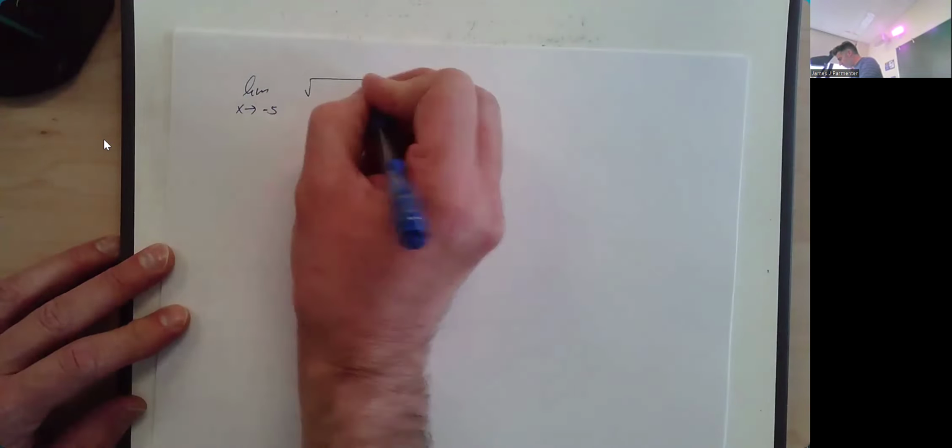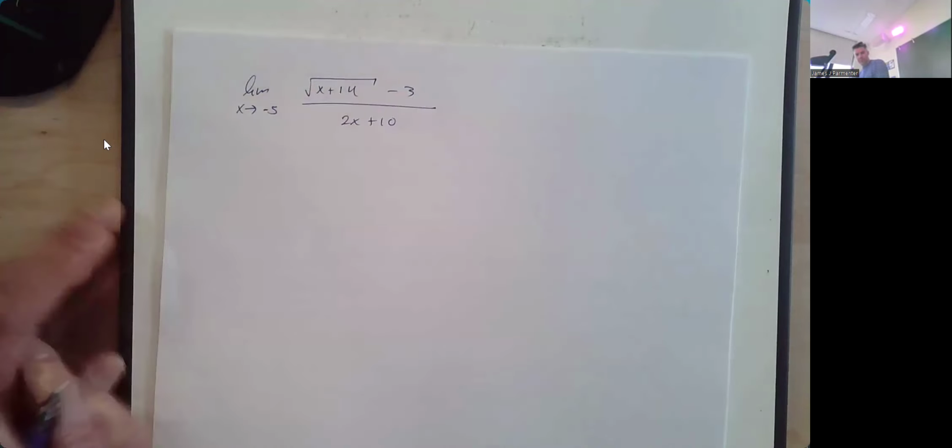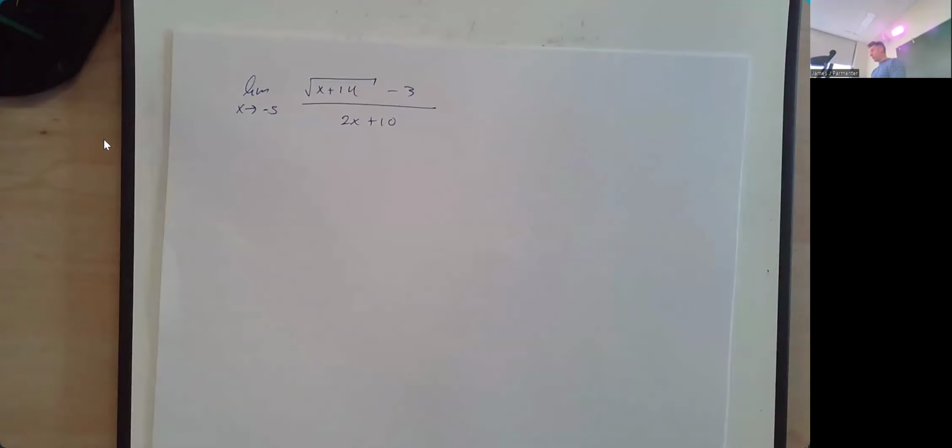Let's try the limit as x approaches -5 of the square root of x plus 14 minus 3 over 2x plus 10. I do a quick mental check. -5 plus 14 is 9, square root of 9 is 3, 3 minus 3 is 0, and in the bottom, -10 plus 10 is 0. So I definitely have a 0 over 0 type.